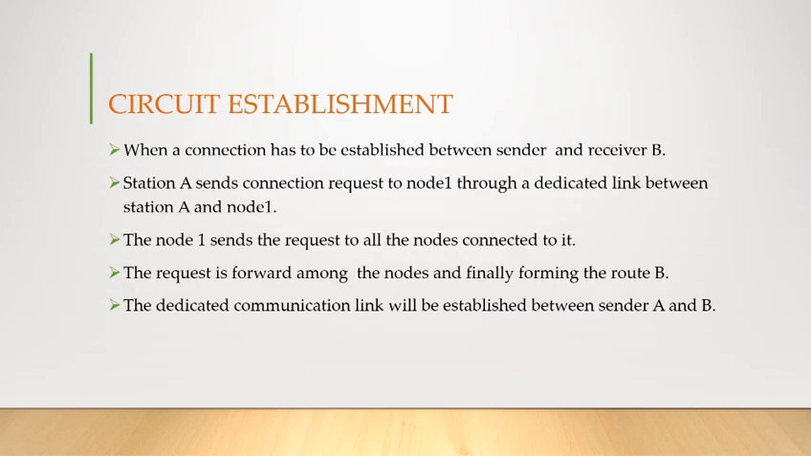Circuit establishment. If A wants to send data to the receiver B, first A sends a request to node 1, and node 1 sends the request to all the nodes connected to it. Then finally it reaches B. Then the dedicated communication link will be established between the sender A and B.